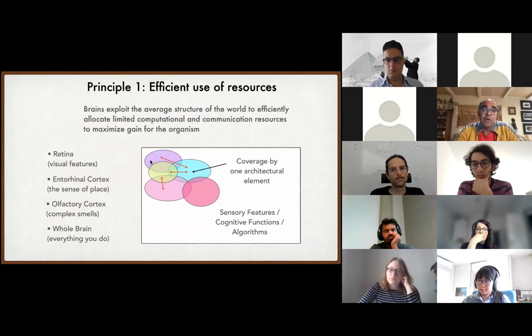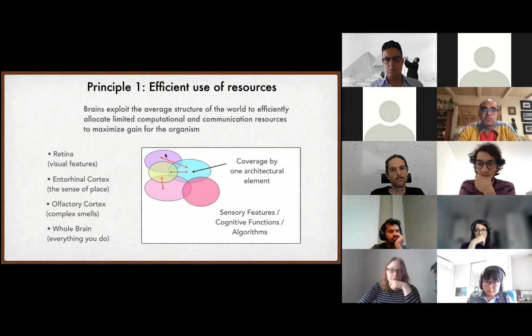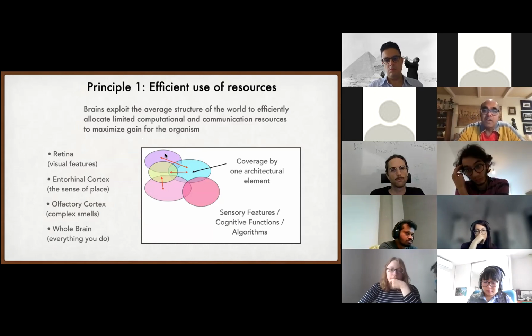That is to say that brains may exploit the average structure of the world to efficiently allocate limited resources to maximize gain for the organism. Many things to be defined there. What are resources? What is gain? What is computation? What is communication? But the reason for this hypothesis is there's reason to believe that the brain is expensive tissue and that you need to invest it well.